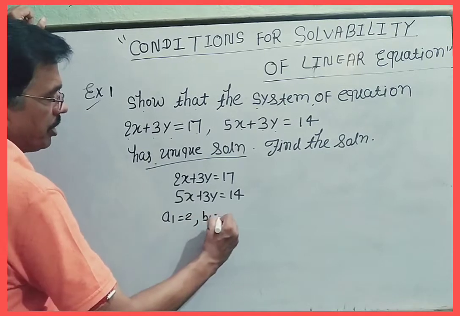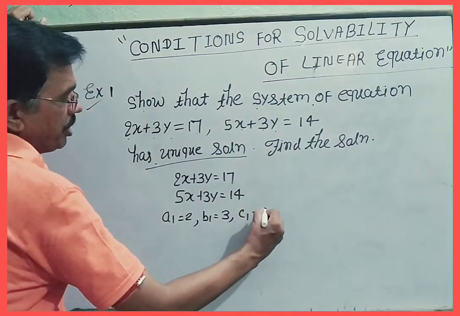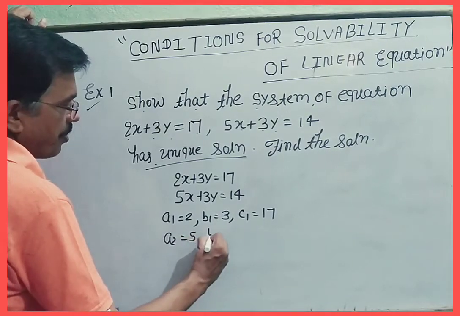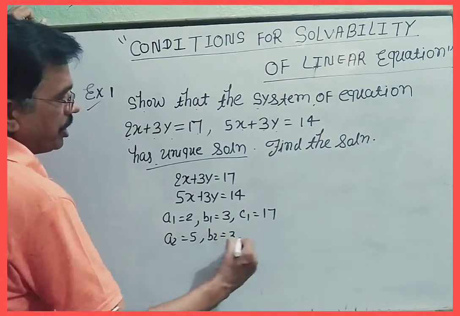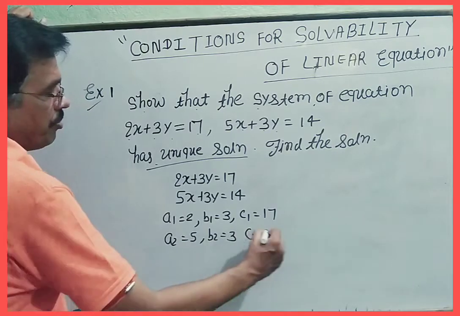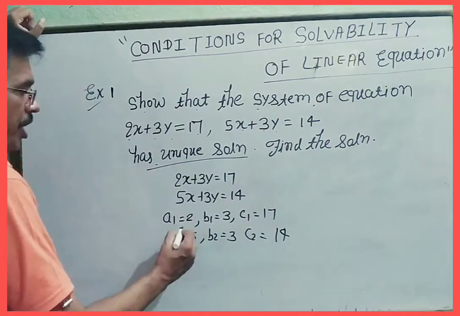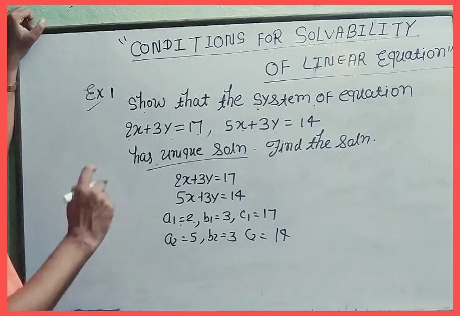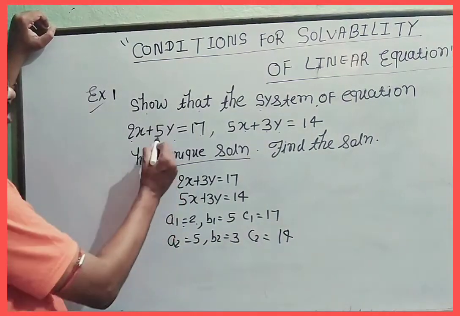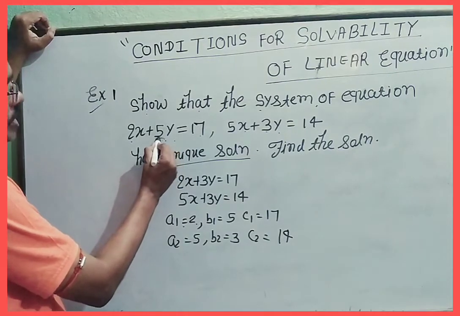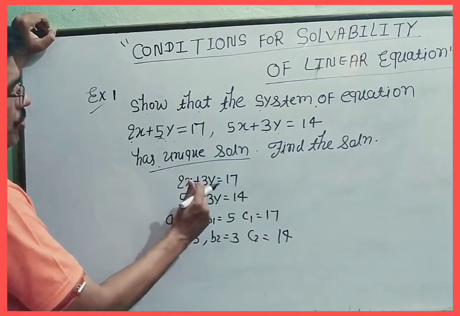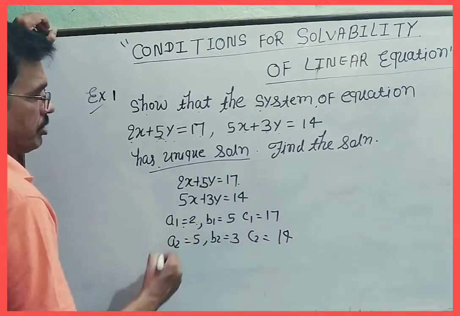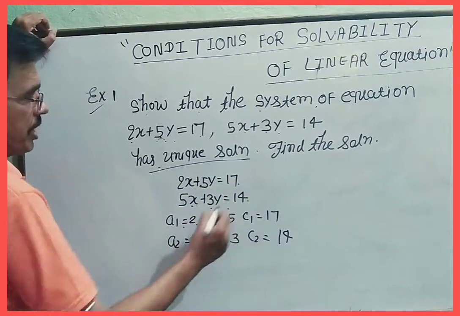What is b1? 3. c1? 17. a2? 5. b2? 3. c2? 14. Here the question has 5y, so change your question. So 2x + 5y = 17 and 5x + 3y = 14.